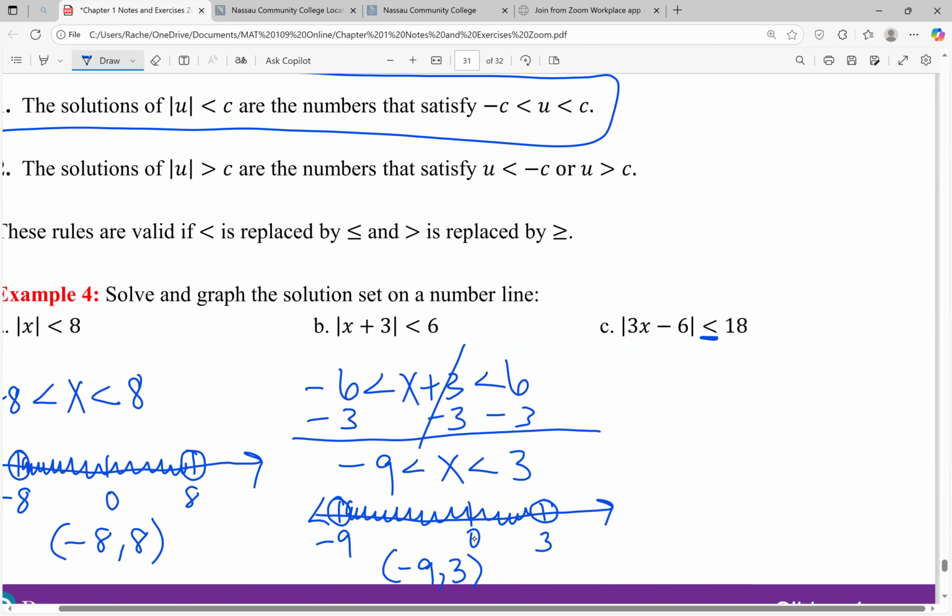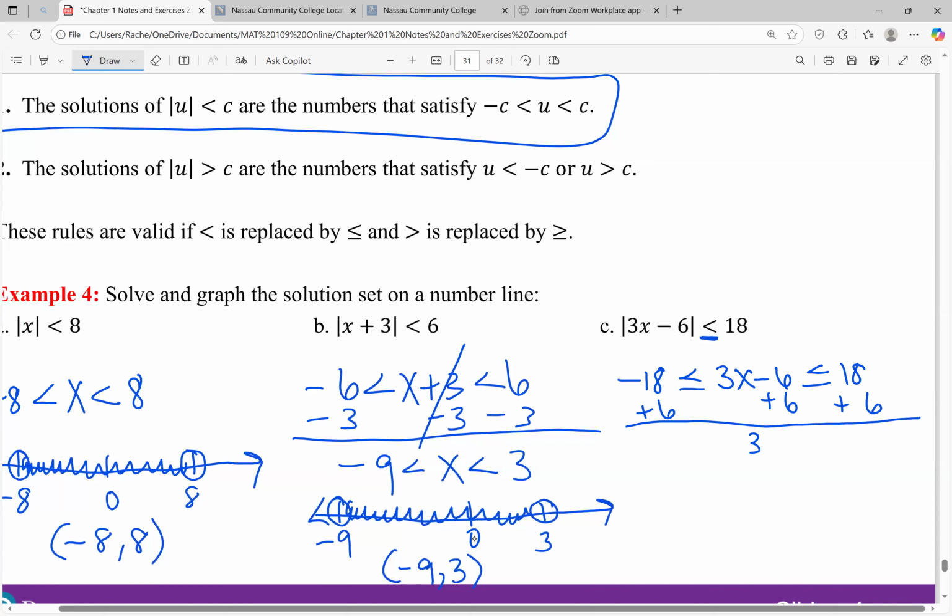So 3x minus 6 has to be greater than or equal to negative C, or negative 18, but less than or equal to C, or positive 18. So I have a compound inequality, so I'm going to solve for x. Let's isolate x. So I'm going to add 6 to all sides.